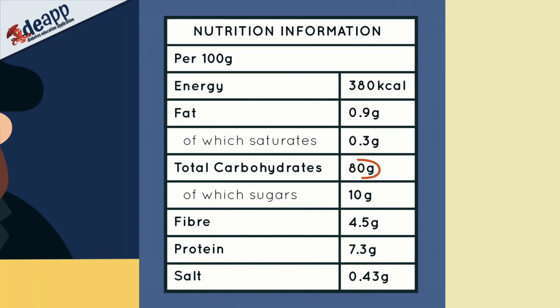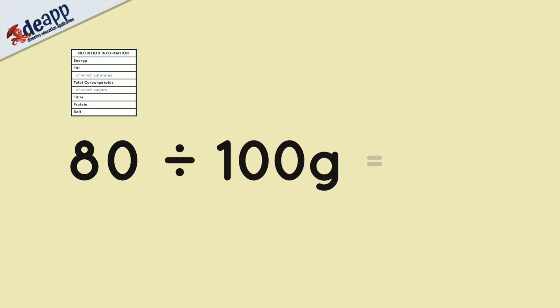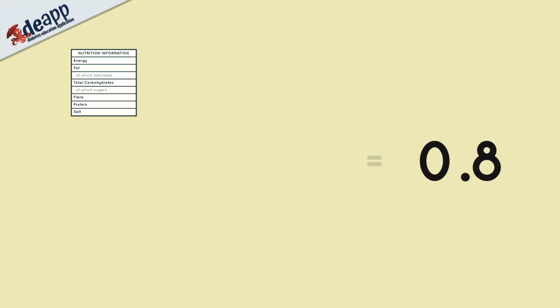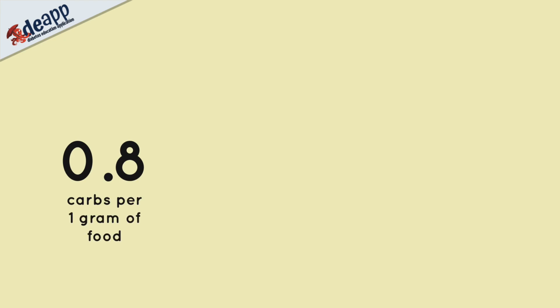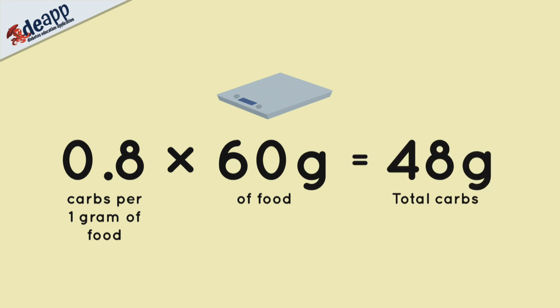Find the carbs per 100 gram and divide this number by 100. This is the amount of carbs in 1 gram of the food. Then multiply the amount of carbs in 1 gram by the weight of your portion. This will give you the total carbs.